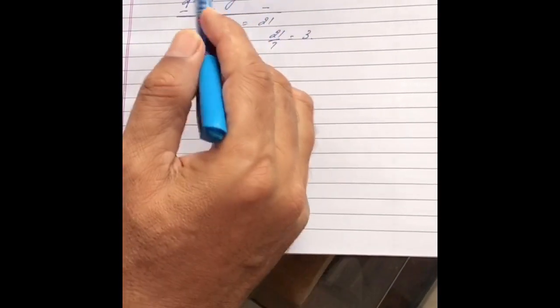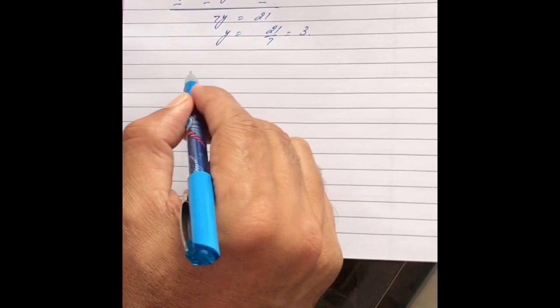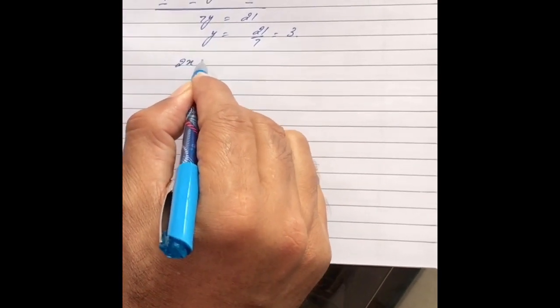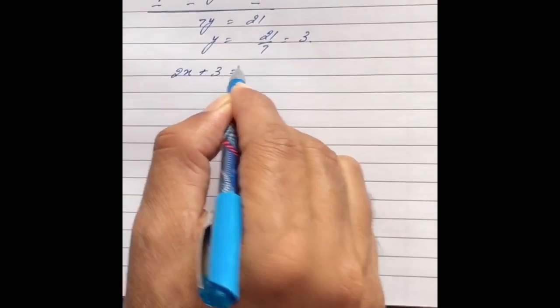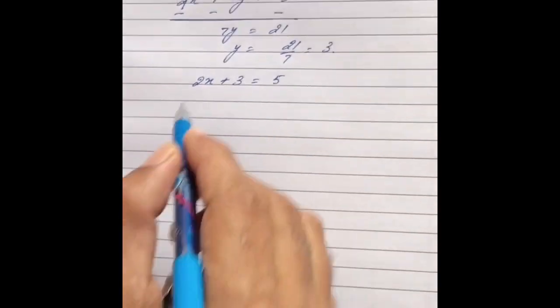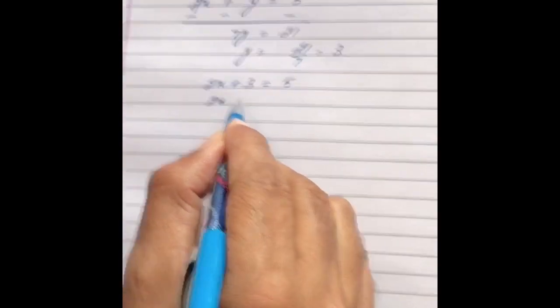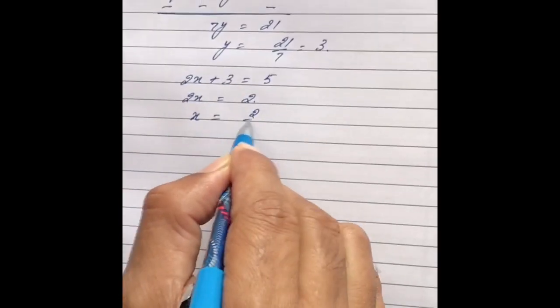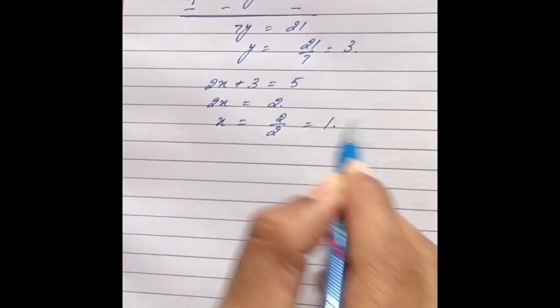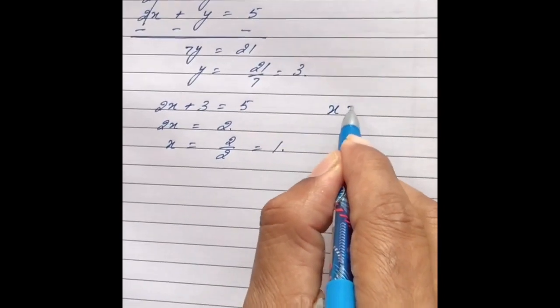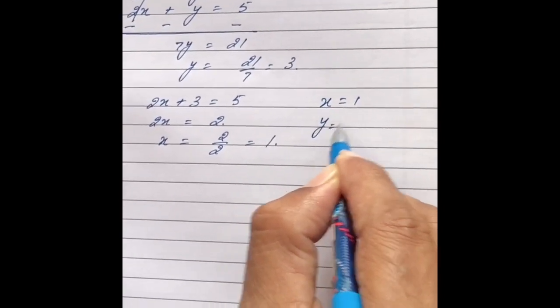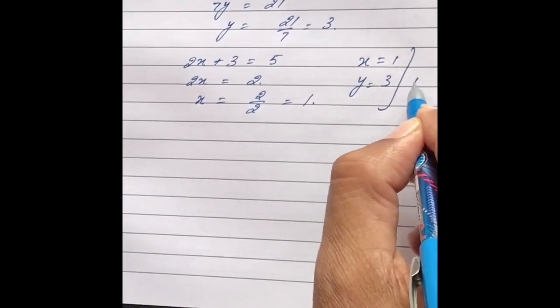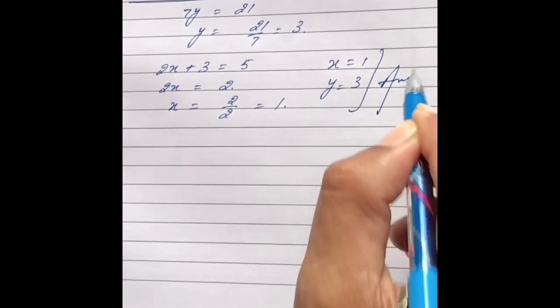Now put value of y equal to 3 in this equation. 2x plus 3 is equal to 5. 2x is 2. X is 1. So x is equal to 1, y is equal to 3. That is my answer.